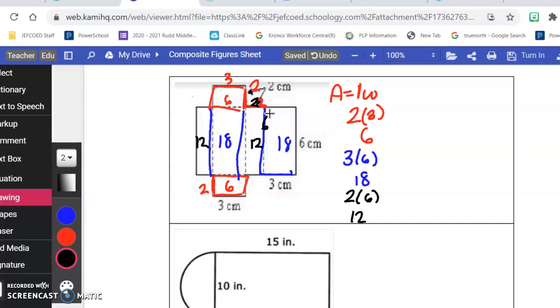So 12 plus 12 plus 18 plus 18 plus 6 plus 6. All right, now I get 72. It's going to be 72 centimeters squared.